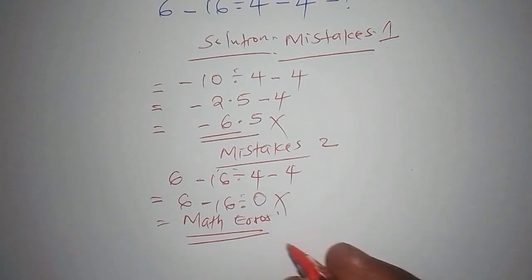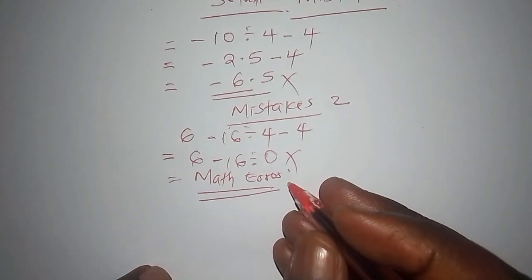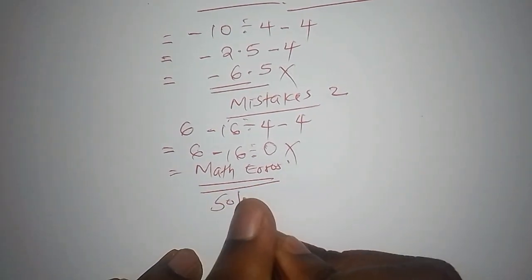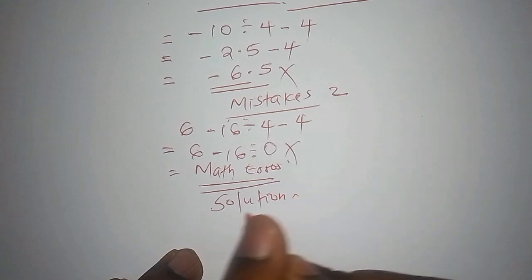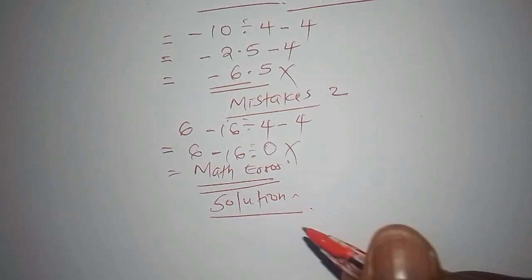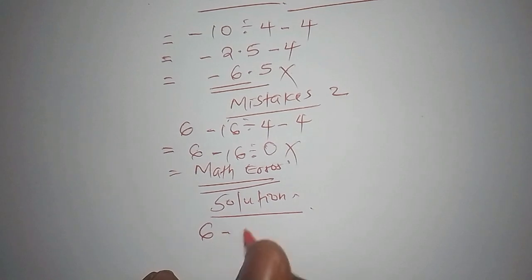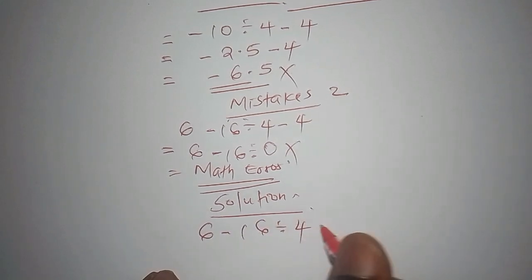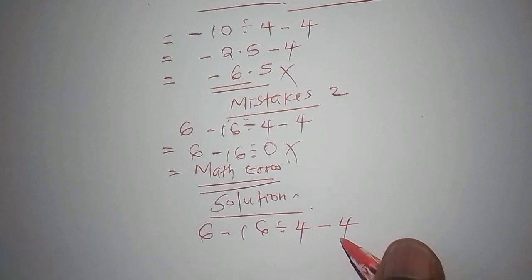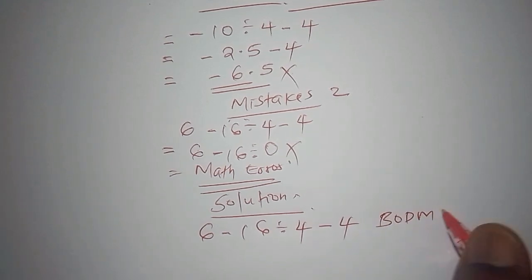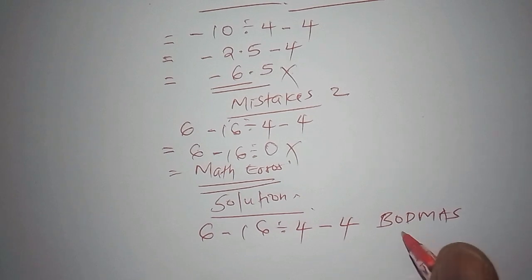So let's now have the solution to this problem. This is the solution on how we are supposed to work it out. The question was 6 subtract from 16 divided by 4, subtract from 4. Now this is something that we call the BODMAS rule. You must always understand the BODMAS rule and check what it means.